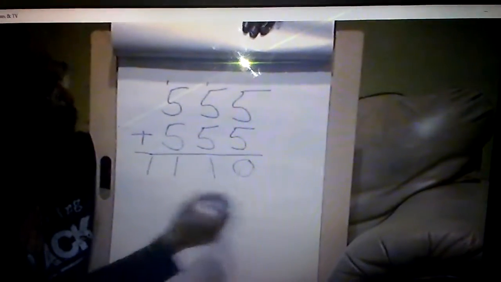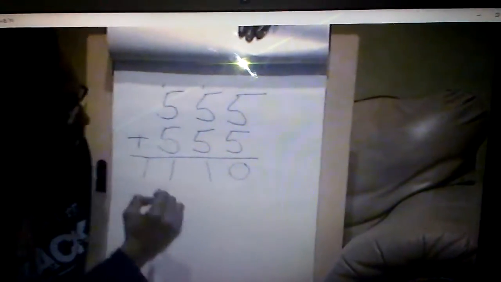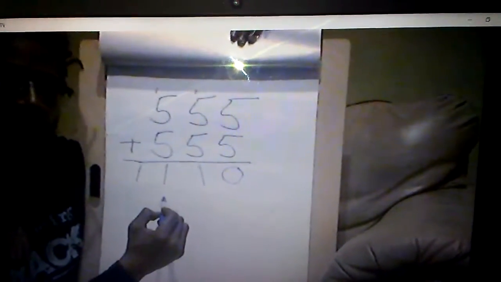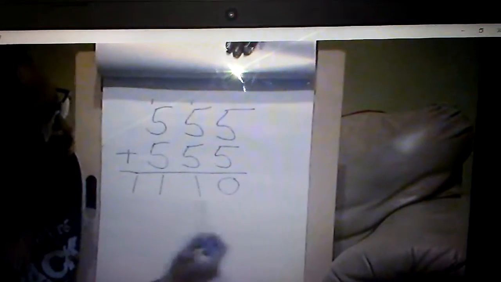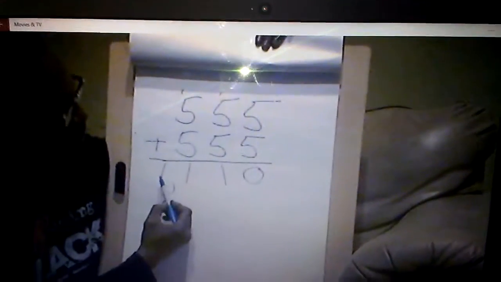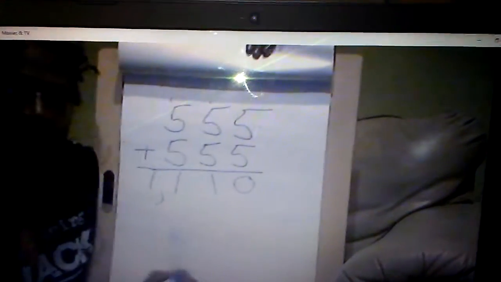When you have more than 3 numbers in your sum, you place a comma after the third number, beginning from the right side, moving left. 1, 2, 3, place my comma. 1,110 is the final sum when adding these two 3-digit numbers together.